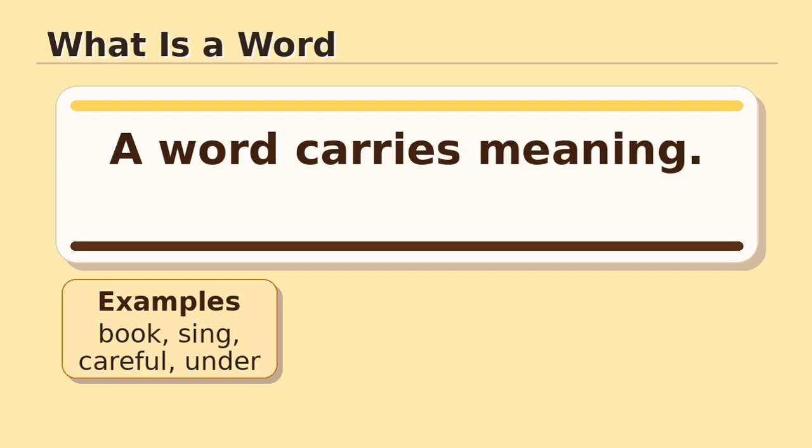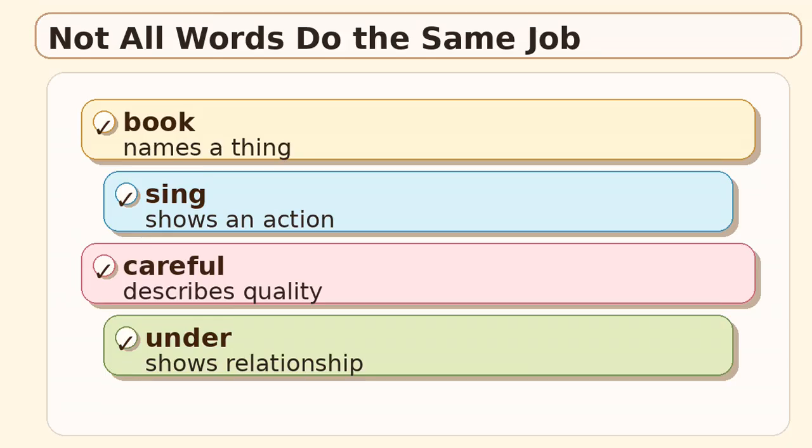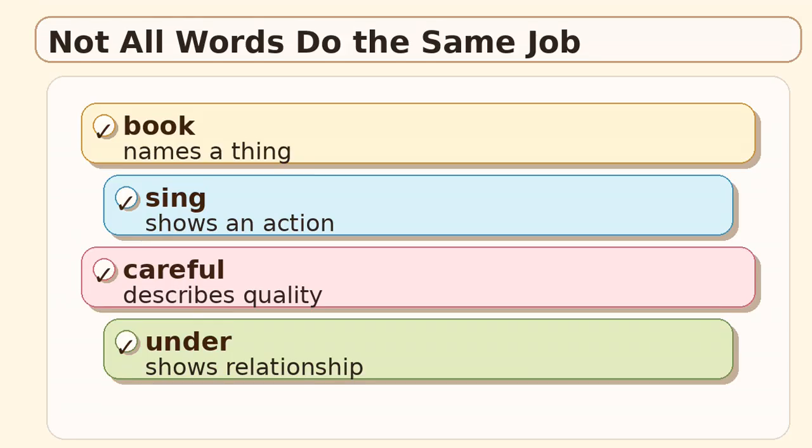A word is the smallest meaningful unit in a language. A word may name a person or thing, show an action, describe a quality, or connect ideas. The important point is that a word carries meaning by itself. Even at the word level, grammar already begins. Some words name things, some show action, some describe, and some connect one part of meaning to another. Later, these become parts of speech, but right now just notice the difference in function.